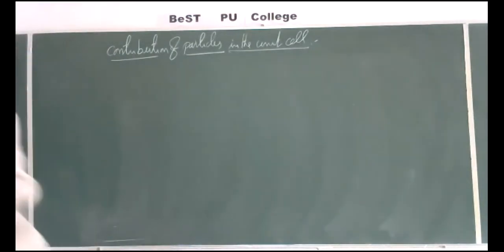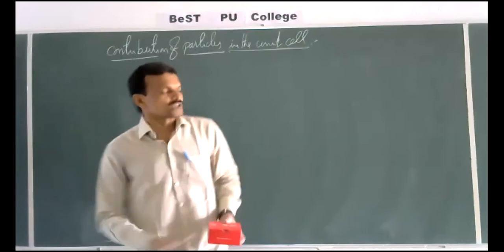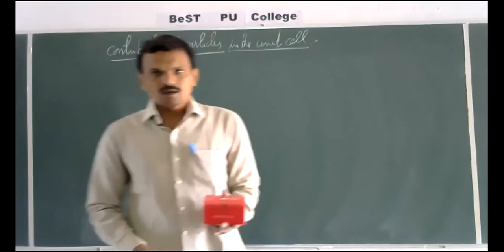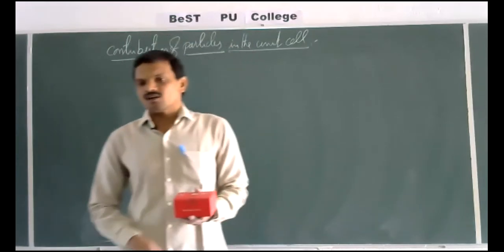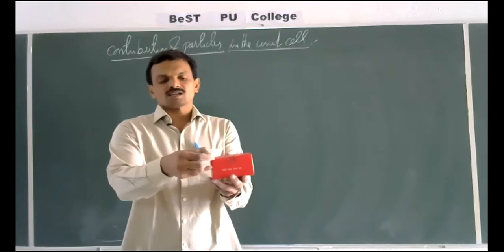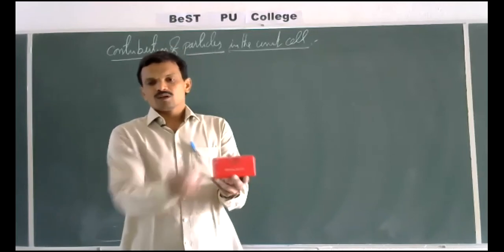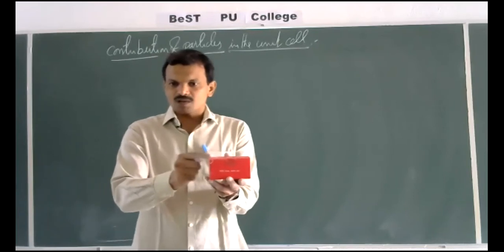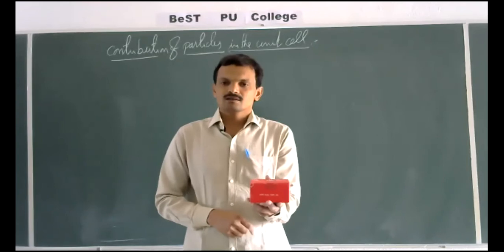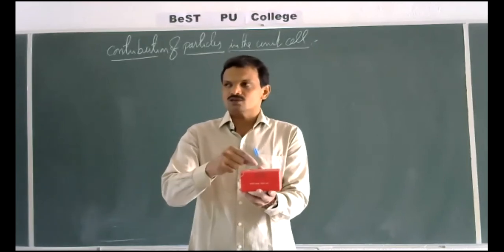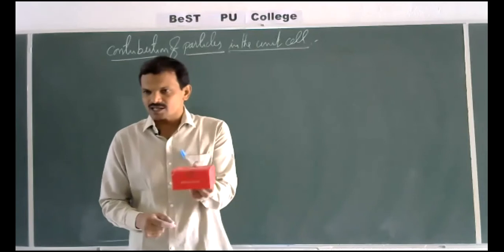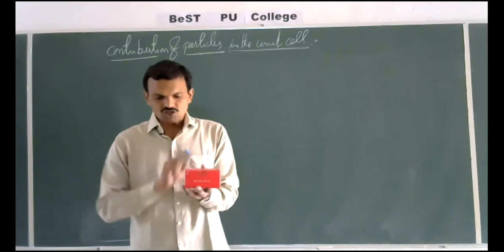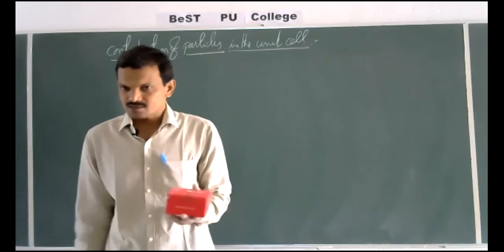What is the contribution of different particles in the unit cell? For example, I'll take an earlier one as an example. Let us assume this is a cubic system. In a primitive unit cell, there are particles at the corners. Suppose at the corner one particle is there. The total particle does not belong to the unit cell. Only some portion of this particle belongs to the unit cell, because this unit cell is not isolated. This unit cell is a part of the crystal lattice, so it can share with other unit cells.